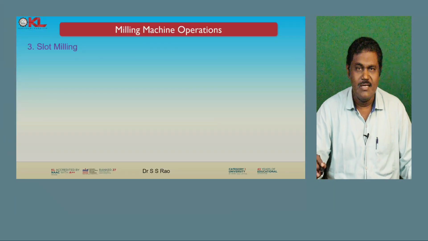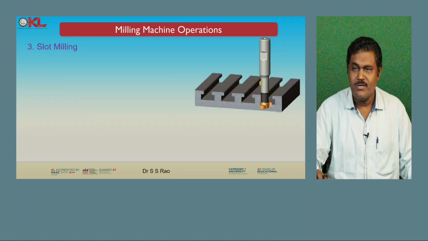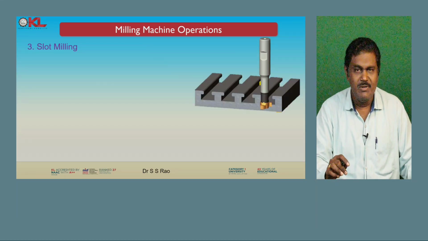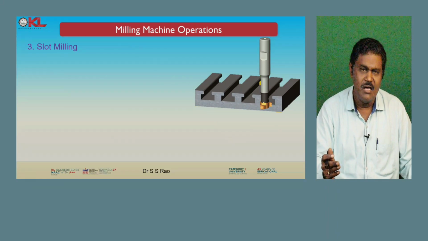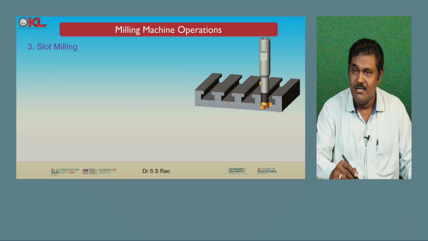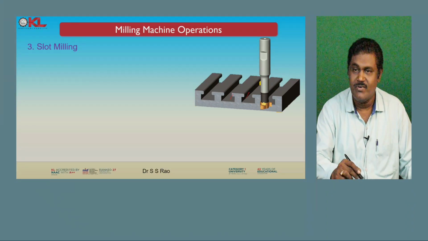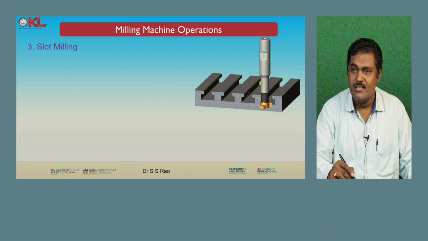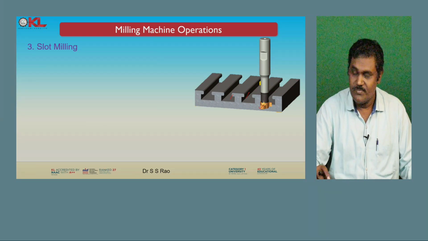Now go for the next operation, that is slot milling. Using slot milling you can perform different slots: T slots, V slots or C slots, whatever slot requirement you have, using this slot milling cutter. This is the T slot. You can perform T slots with the help of this T slot cutter.